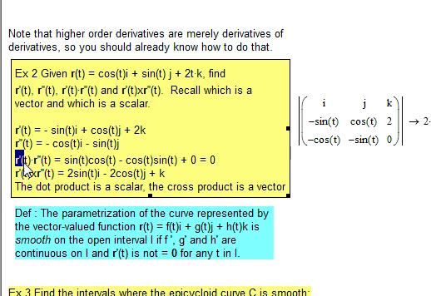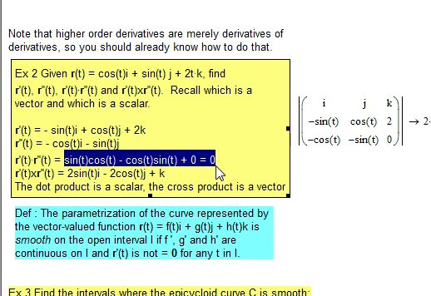Dot product r prime dot r double prime would be this vector dotted with this vector. So multiplying the i components, we got negative sine t times negative cosine t, and that would give us sine of t times cosine t. And multiplying the j components, we get cosine of t times negative sine of t, and that would give us negative cosine t sine t. And we multiply the k components, we got 2 times 0, so that's 0. So if you add all this up, turns out the dot product of those two vectors is 0.